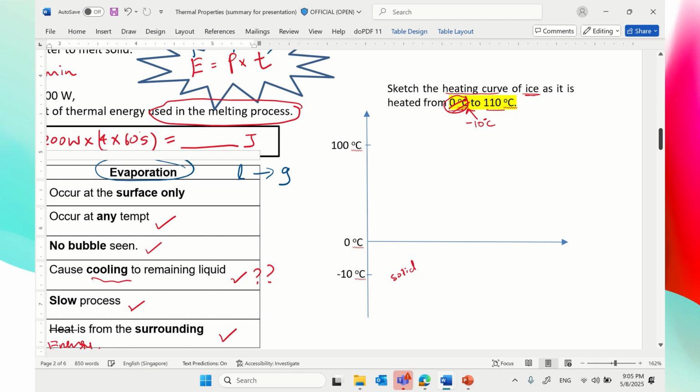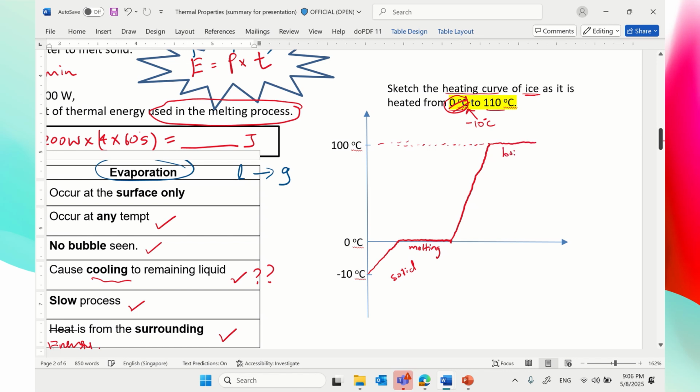So the solid temperature would rise. But when it reached 0 degrees Celsius, the temperature starts to remain constant for a while because it starts to melt. So down here is melting. Melting is occurring. When it has totally changed to liquid, and you continue to heat it, the temperature would rise until it reached 100 degrees Celsius. The temperature remains constant again. This time, of course, it boils.